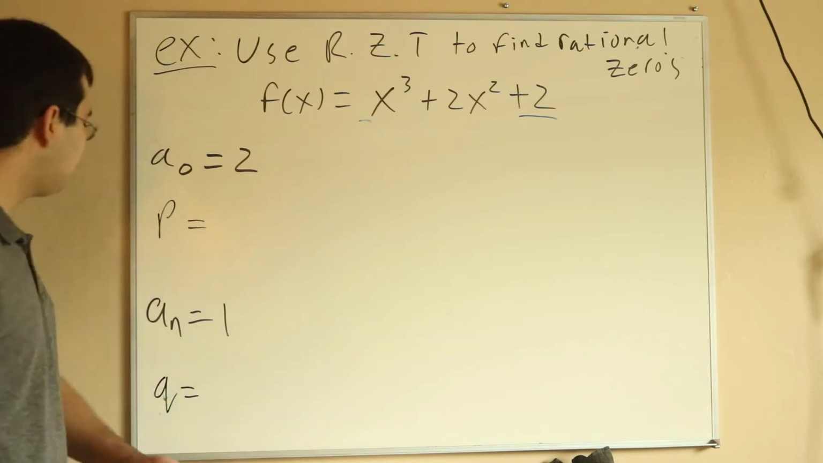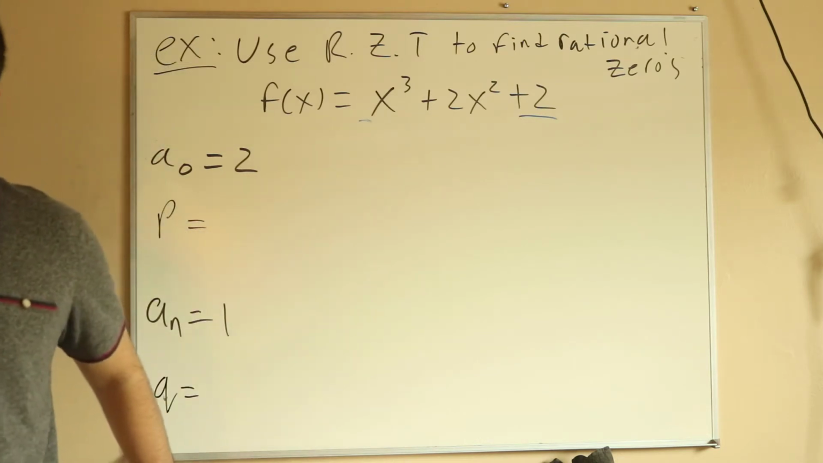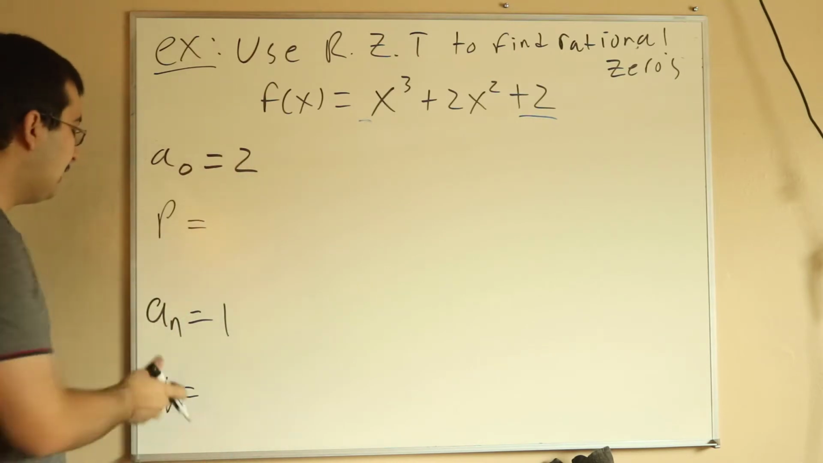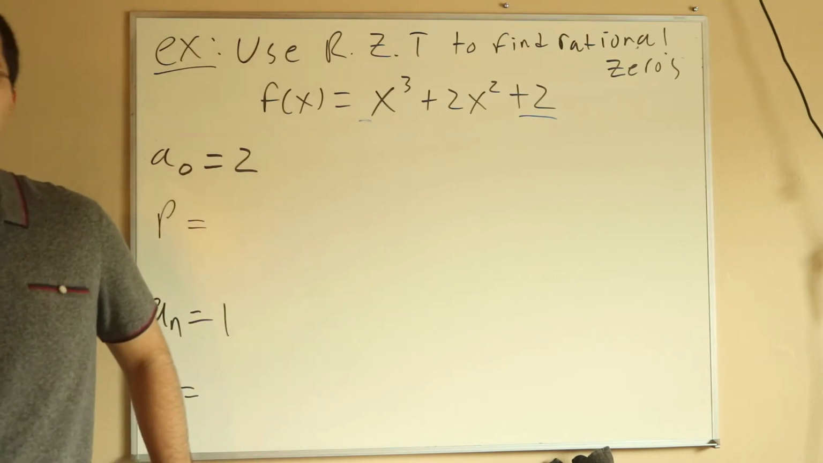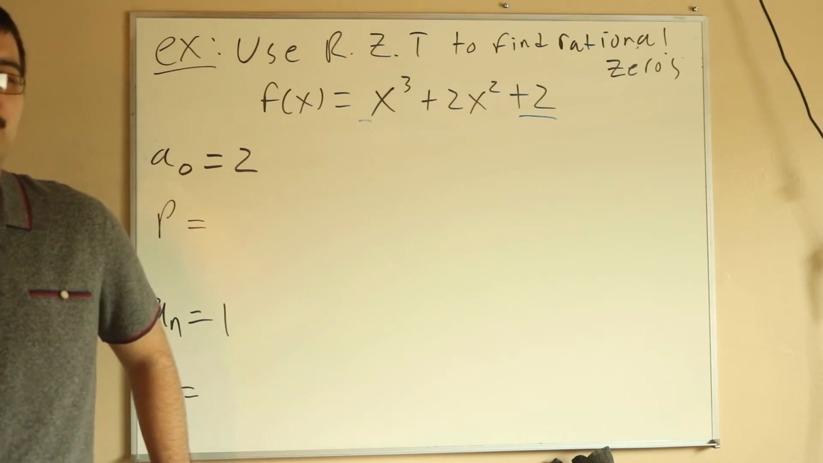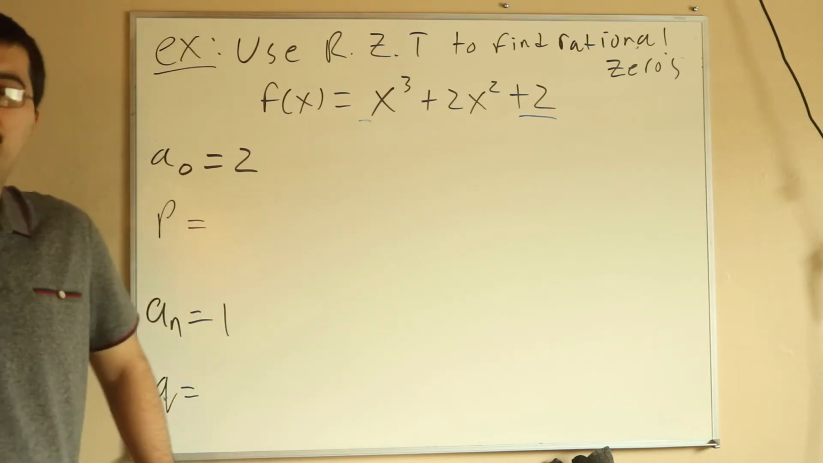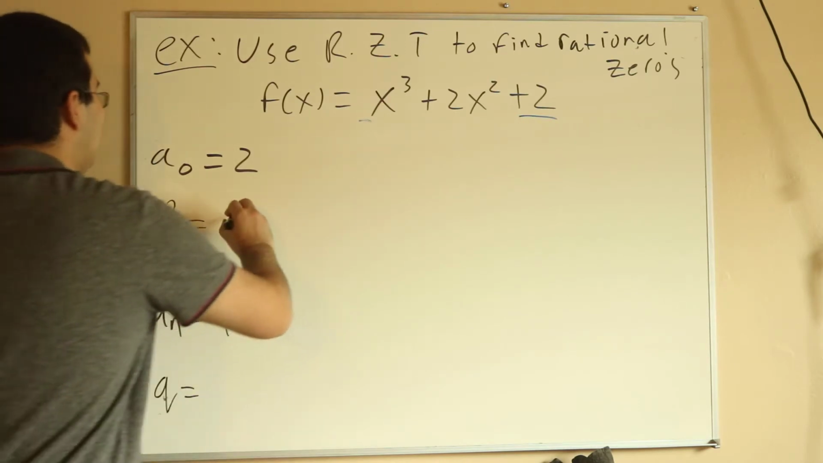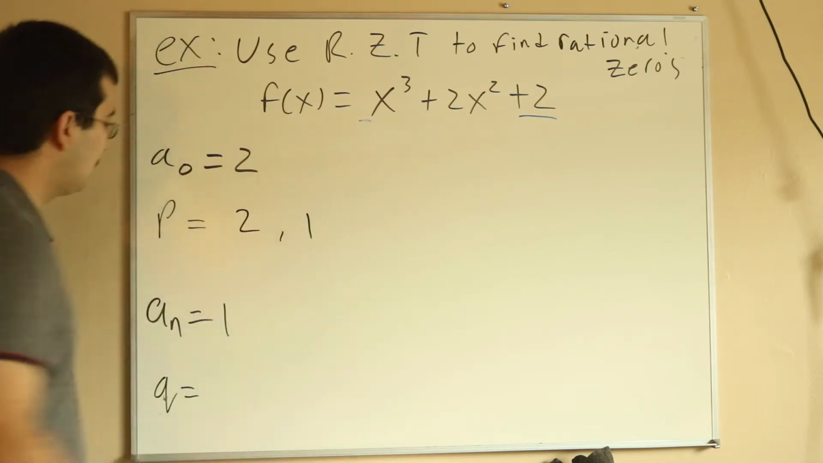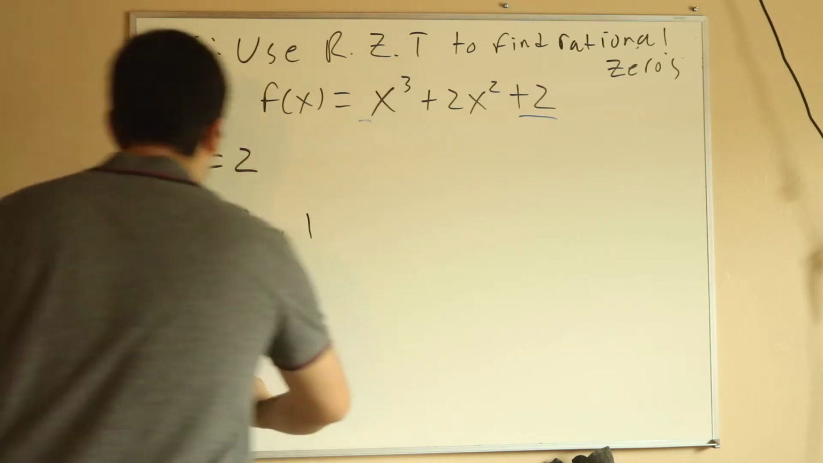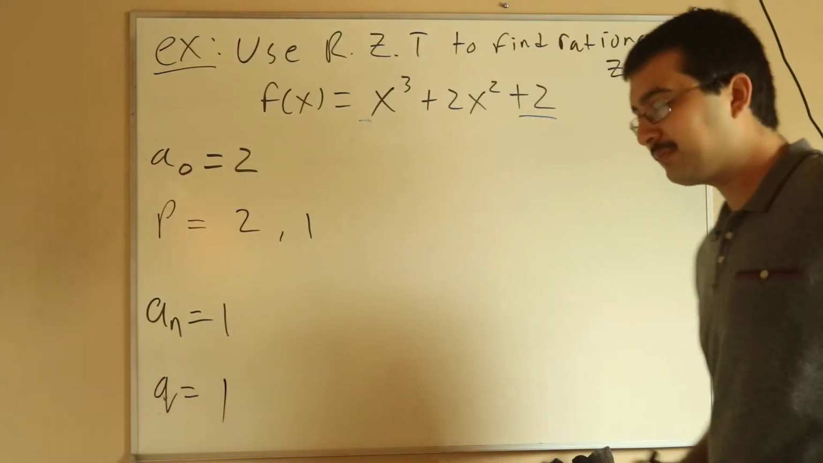So we want all the factors of 2 and 1. Our factors of the a naught term are what we're going to call our p's, and the q's are the factors of the a n term. Just want to make sure we're clear on that notation. So p's are the factors of a naught. What are all the factors of 2? Well, it's going to be 2 and 1. And then for a n, what are the factors of 1? Well, it's going to be 1.